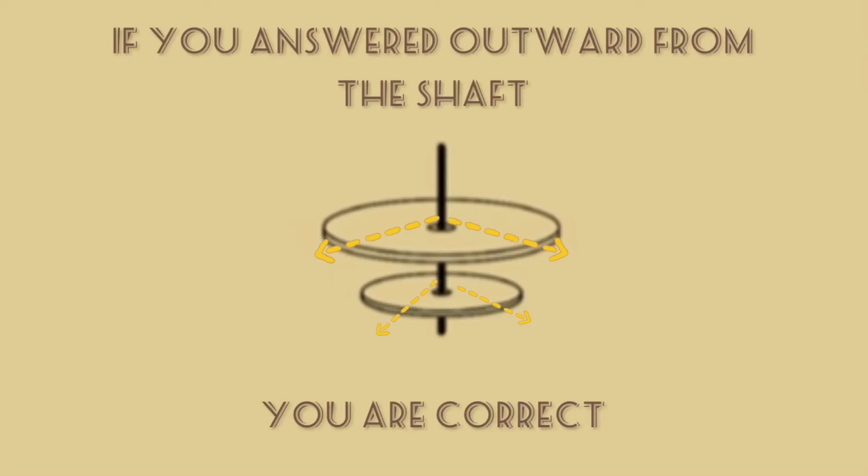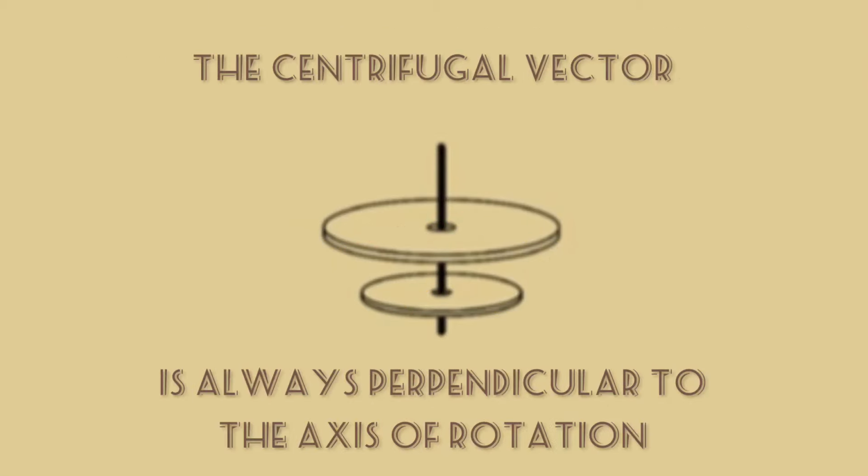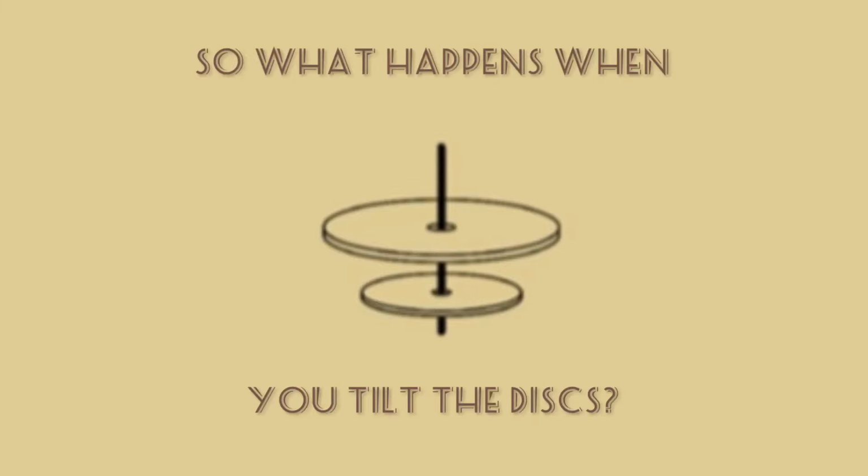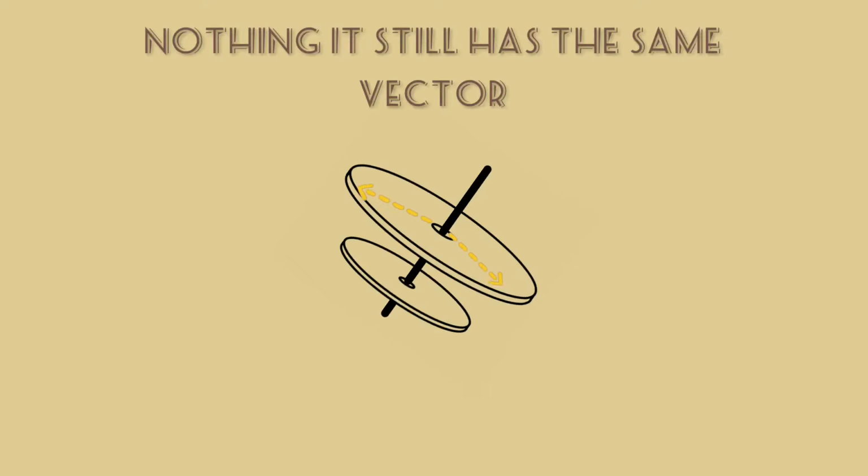If you answered outward from the shaft, you are correct. The centrifugal vector is always perpendicular to the axis of rotation. The axis would be the center. See? So what happens when you tilt the disk? Nothing. It still has the same vector.